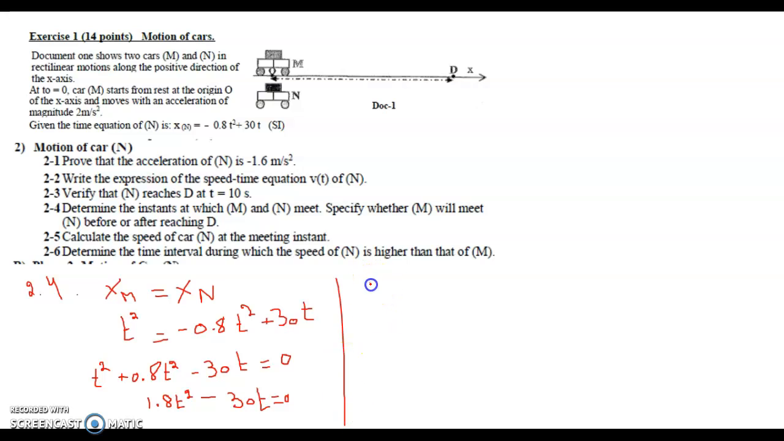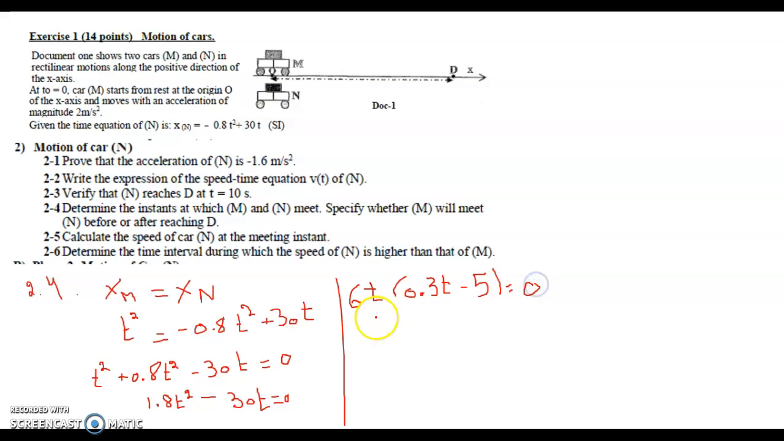We take t in common. Let's say it's 6t in common. Okay, so we'll be left with, we're factorizing now, 0.3t minus 5 equal to 0.